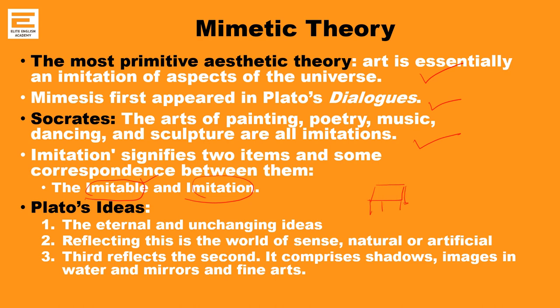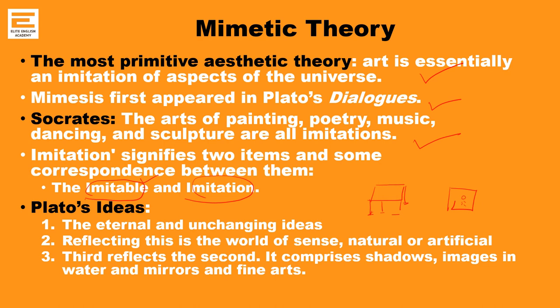Original table, not picture table, original table. So this is imitable. This is imitable. So the picture on which a table is found, that is imitation. So according to Socrates, there are two elements, imitable and imitation.